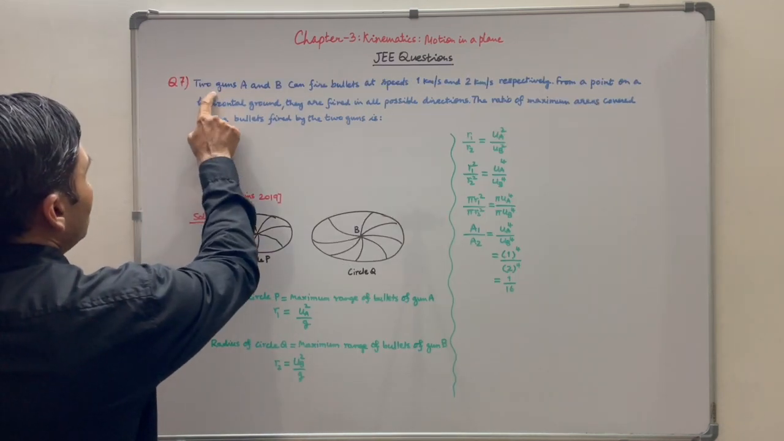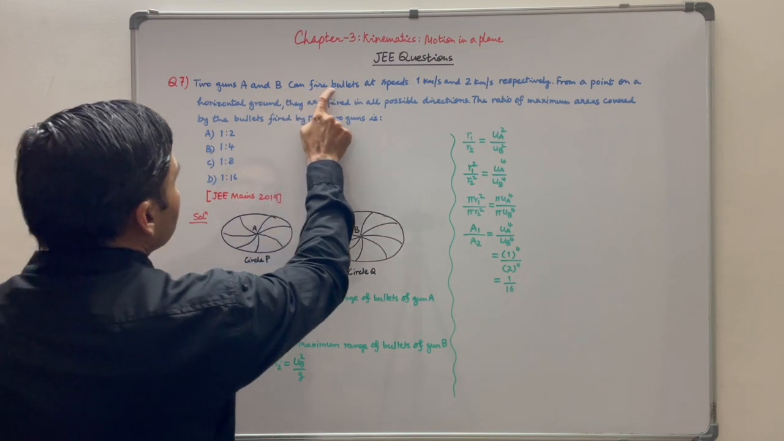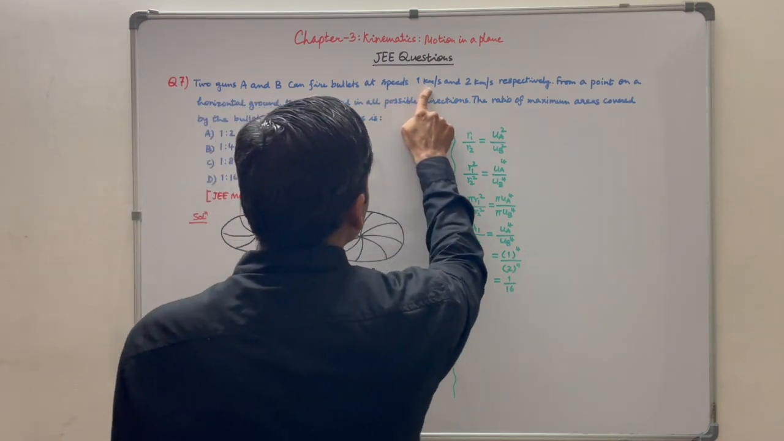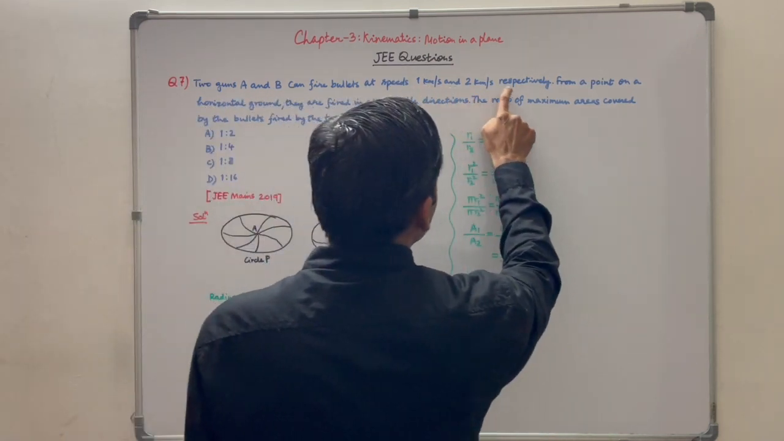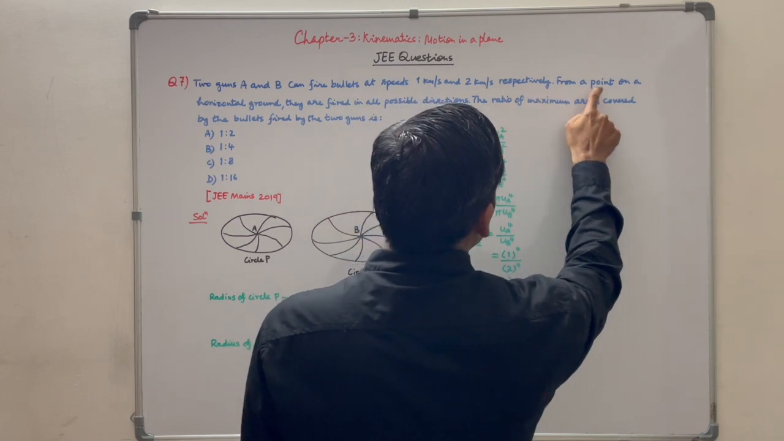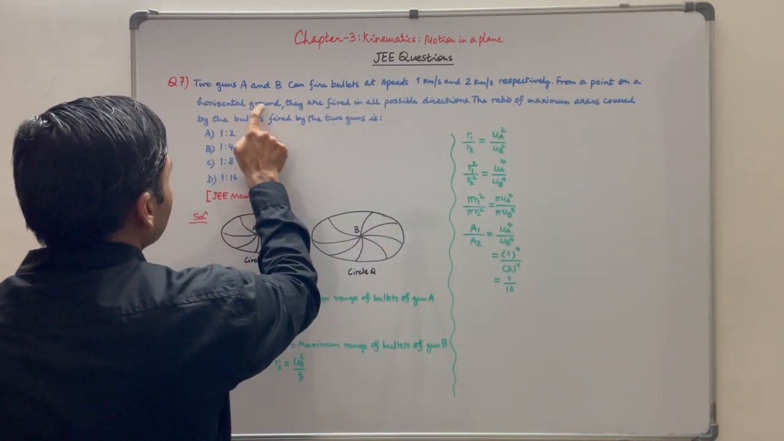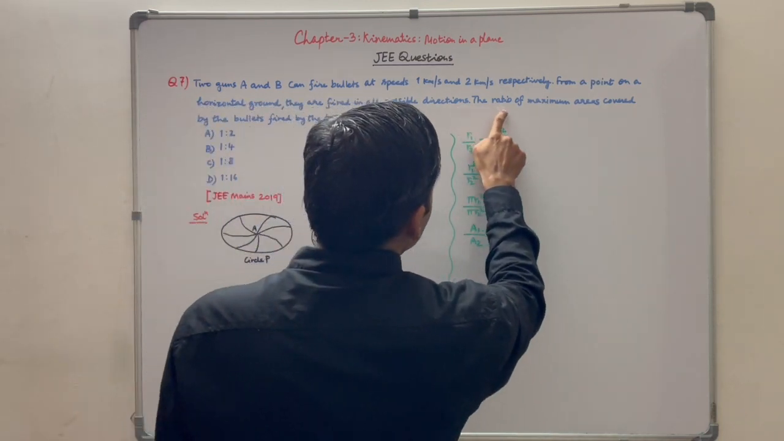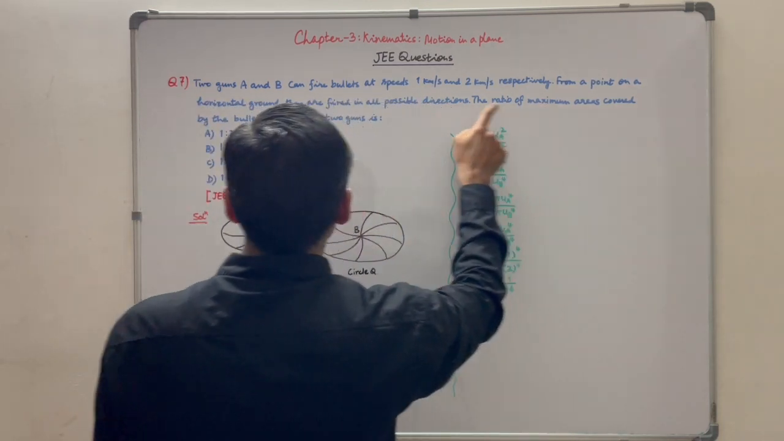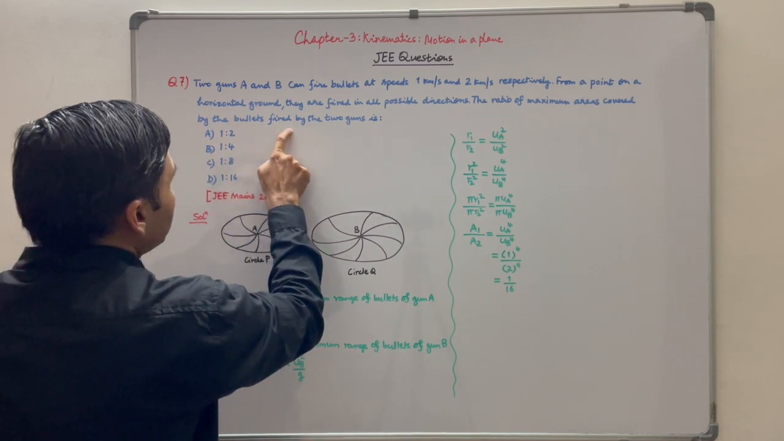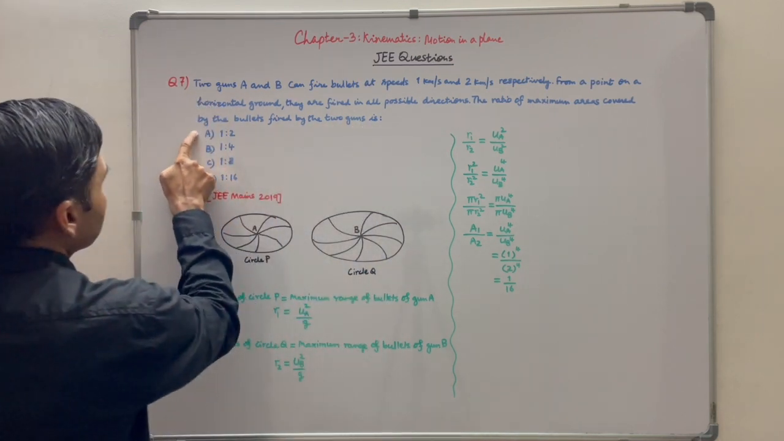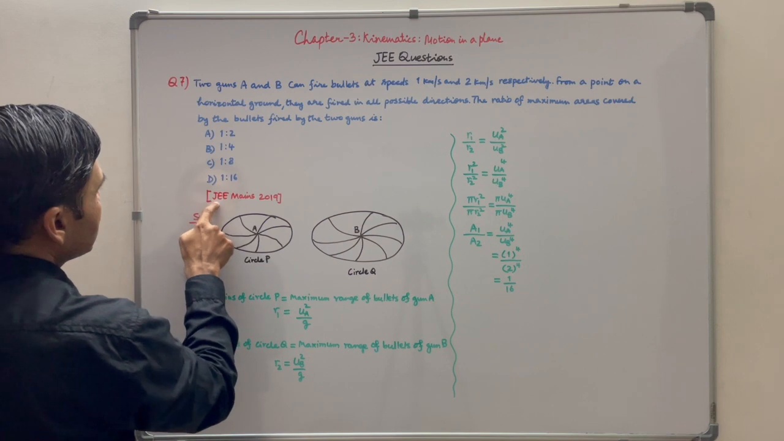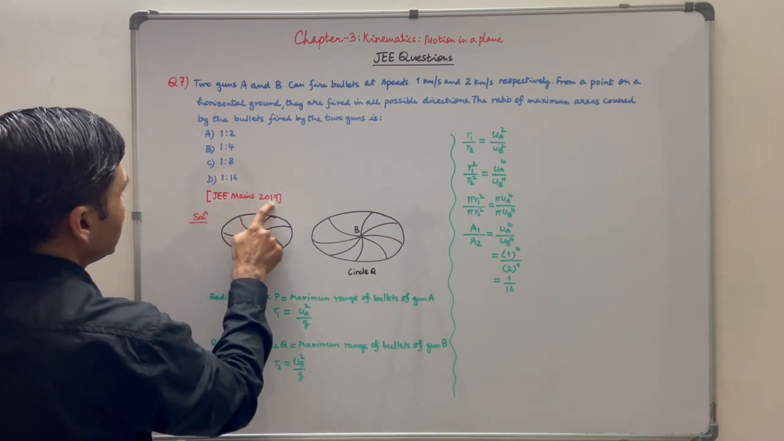Seventh question, two guns A and B can fire bullets at speeds 1 km per second and 2 km per second respectively. From a point on a horizontal ground, they are fired in all possible directions. The ratio of maximum areas covered by the bullets fired by the two guns is. These are the options given. This question appeared in JEE Mains 2019.